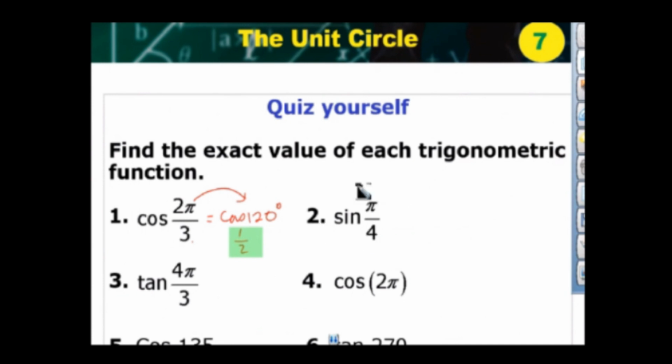Okay. How about sine pi over 4? What is pi over 4 to start with? Well, that's pi. I took my pi, sliced it in 4 pieces. 180 divided by 4, that's 45. So we are talking about sine 45. How much is sine 45? That's a square root of 2 over 2. Okay. How about this one down here?